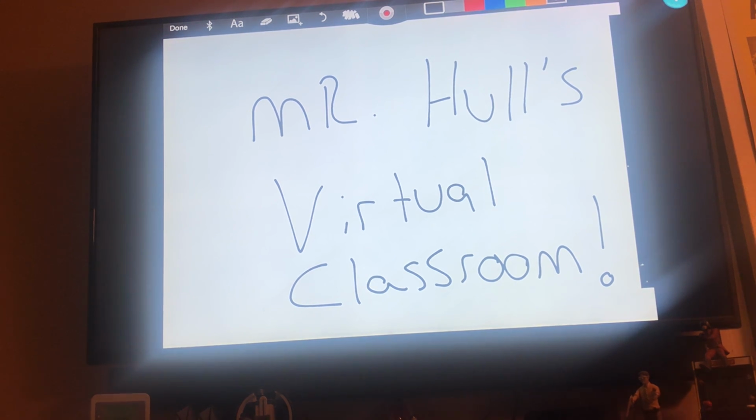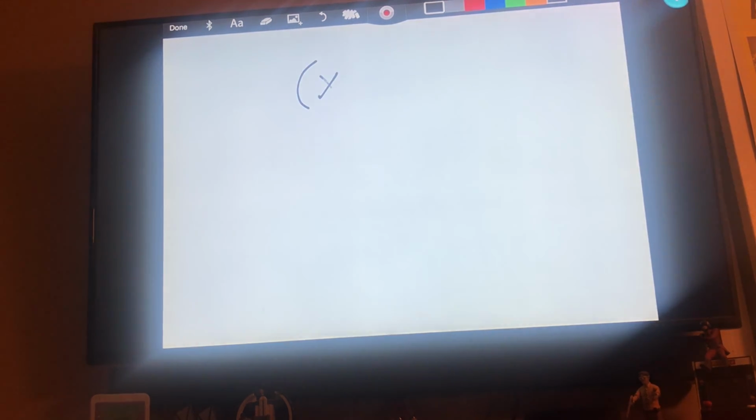So, we kind of talked a little bit last time, learning about relations and functions. We're taking what we built on 9.1 and incorporating it here to 9.2. So, ordered pair, that's what we talked about last time. An ordered pair is going to just be an X and a Y.